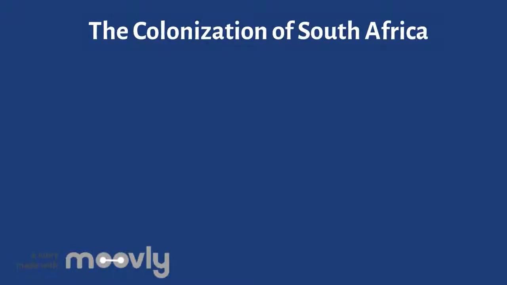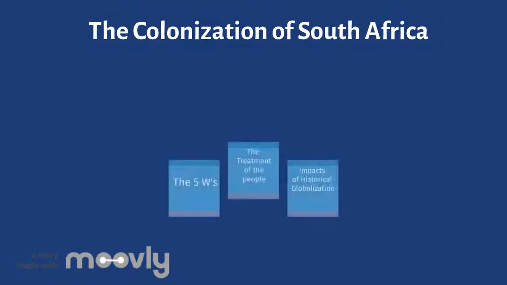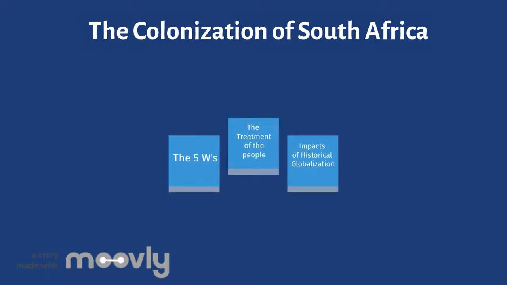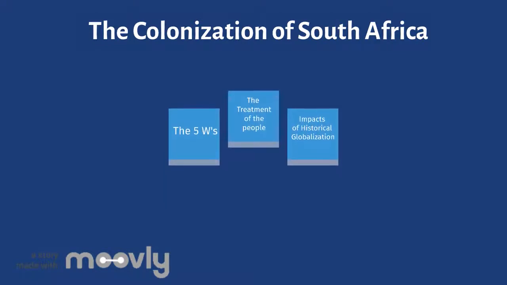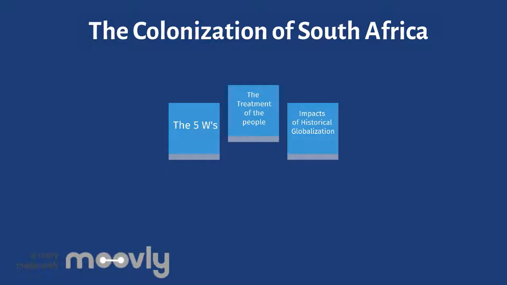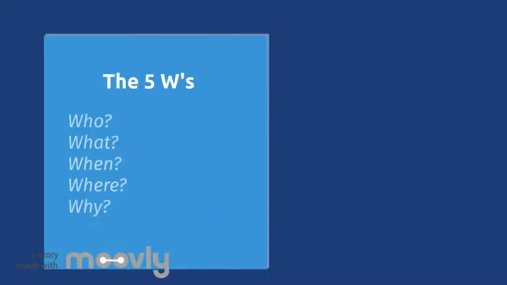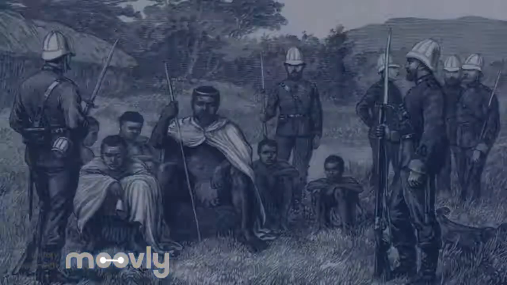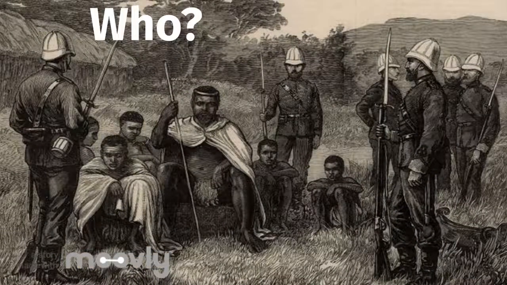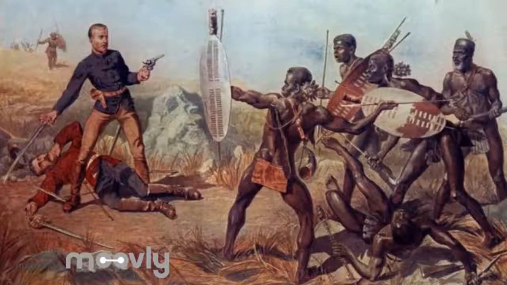Colonization of South Africa. The three topics we will be discussing today are the 5 Ws, the treatment of people, and the impact of historical globalization. The 5 Ws. Who? The colonization of South Africa included the indigenous people of South Africa and the European colonizers, which were the British and the Dutch.